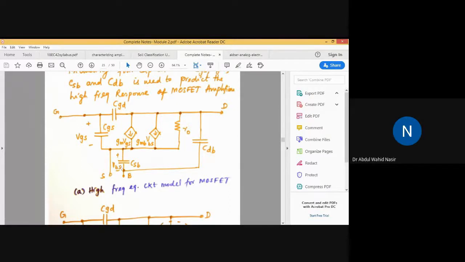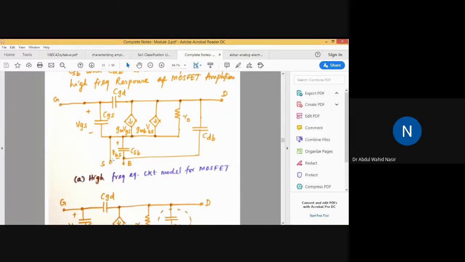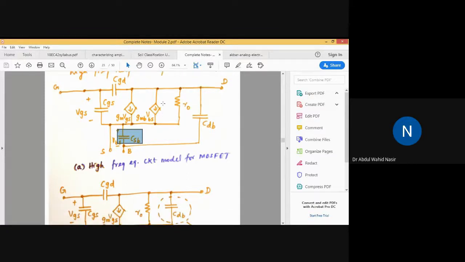So now what will happen if we short the B terminal and S terminal? What will be the effect on the overall circuit model? See, once B and S are shorted, CSB will have no work. It is useless, because an alternate path is available. CSB will have some reactance, and the other path between B and S will take that current. So if we short B and S terminals, we can remove CSB, and we can also remove this current source, because there will be no current through it.